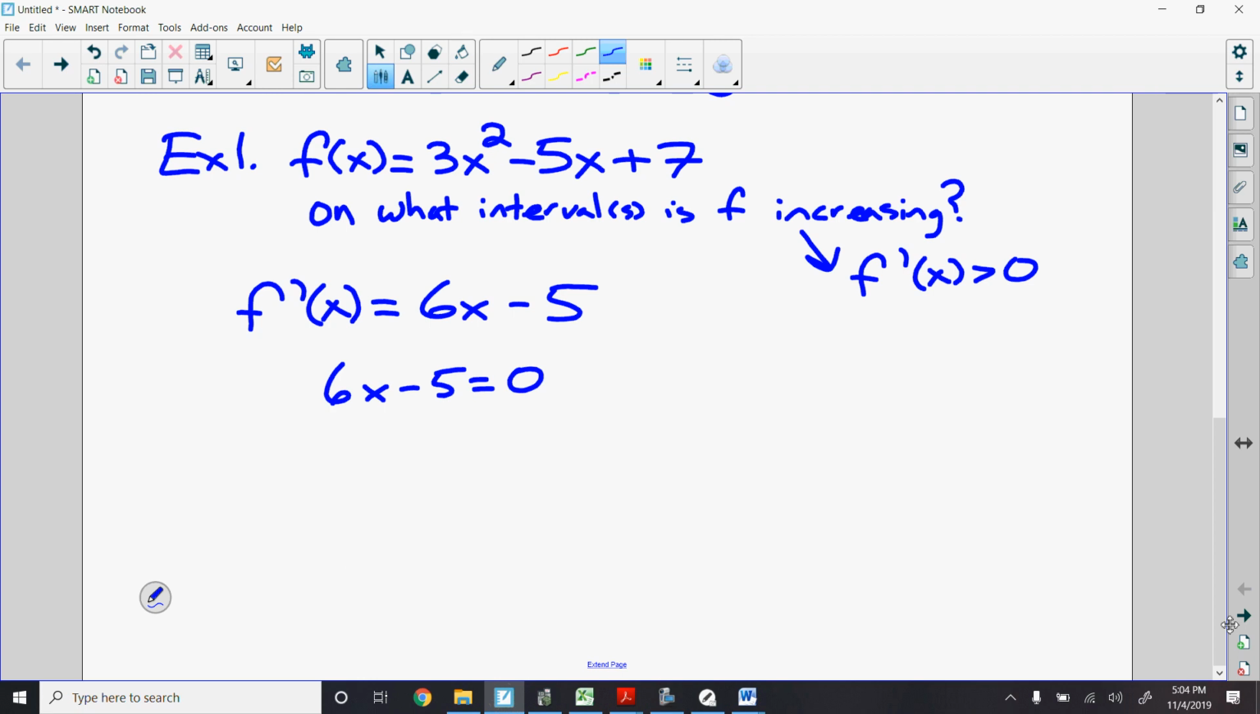This is, in a sense, finding the critical point. I add the 5 over, I get 6x equals 5, and I get x equals 5/6. That is not the solution to my problem. That helps me determine where f prime of x equals 0. Now I want to figure out where f prime of x is greater than 0, so I'm going to do a number line test, a sign test. But instead of doing it with velocity like we did with direction, now I'm doing it with f prime.